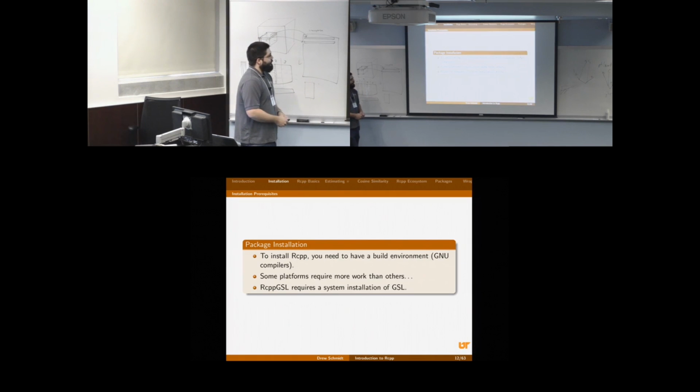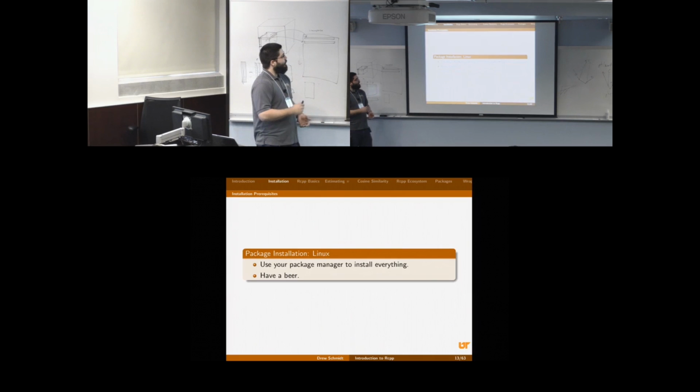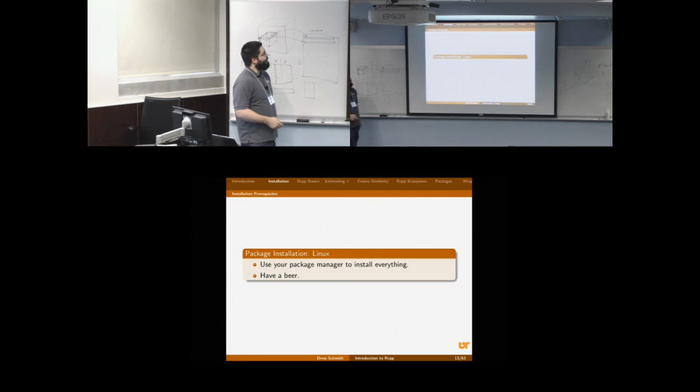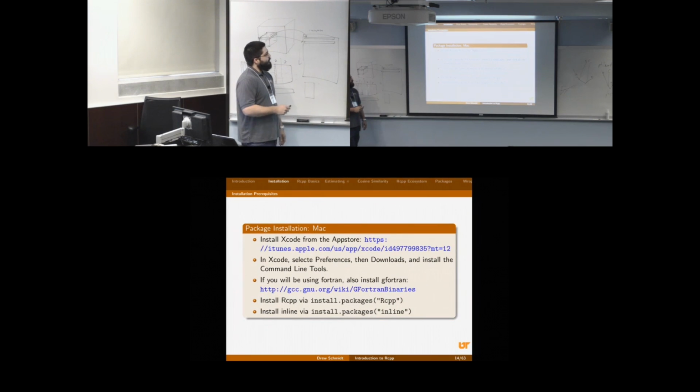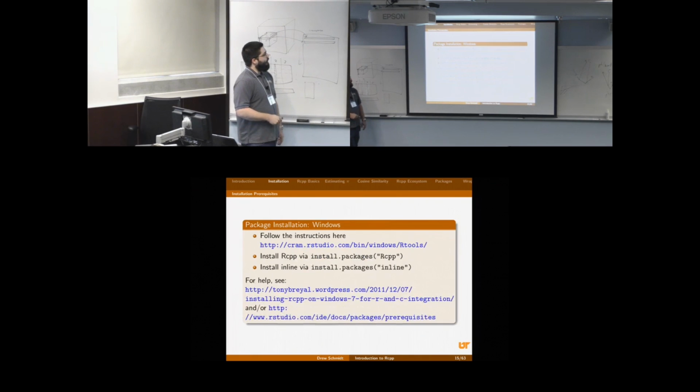So the package installation will require more work depending on what you want. For Linux, you basically are done. Everything works on Linux. I don't know why it gets this reputation. For Mac, you have to install Xcode. You may need to install gfortran if you're going to interface with Fortran. And then you can just install Rcpp and inline, and you're ready to go pretty much. On Windows, it's a bit more annoying. Instructions are pointed here. We're not going to go over them, but it's just a little bit more cumbersome.